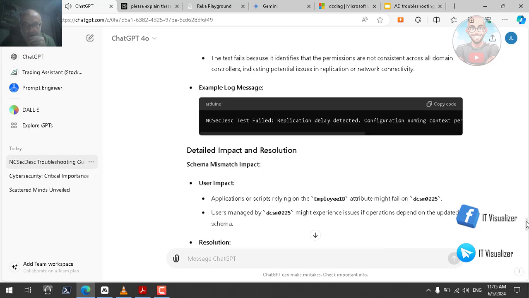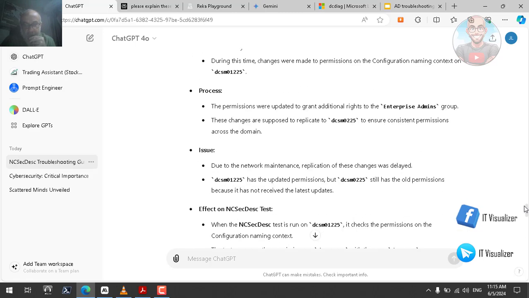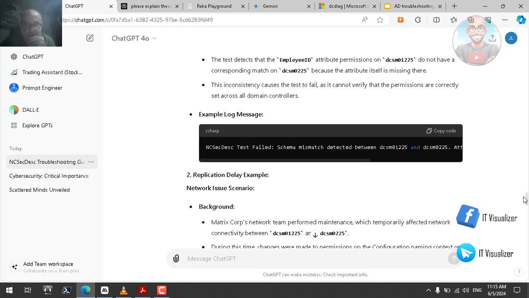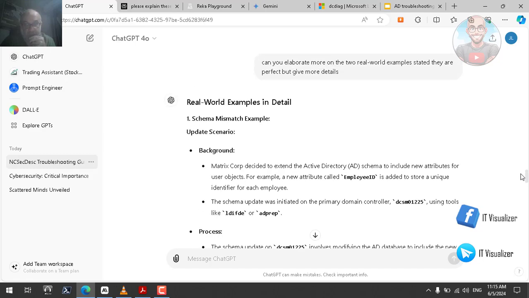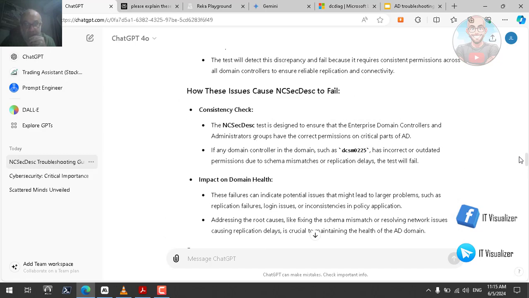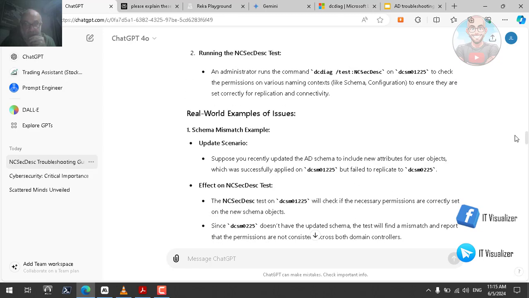Very, very good answer. He has clarified the example that he gave before, but in more detail, and now I have a clear vision about this test. So let's see the answers of the other AI tools.